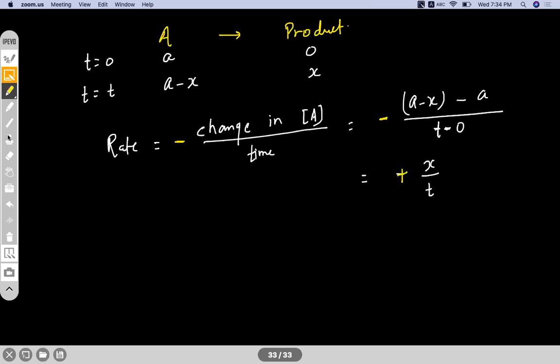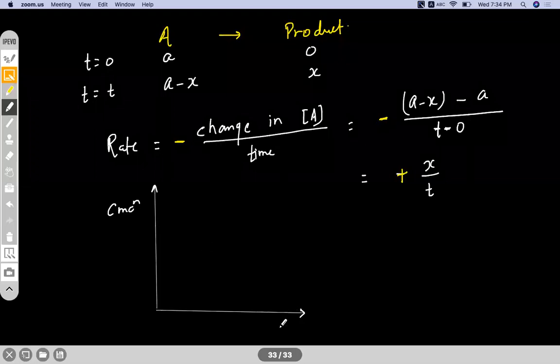If we plot a graph over here of concentration and time, this is the concentration axis and this is the time axis.